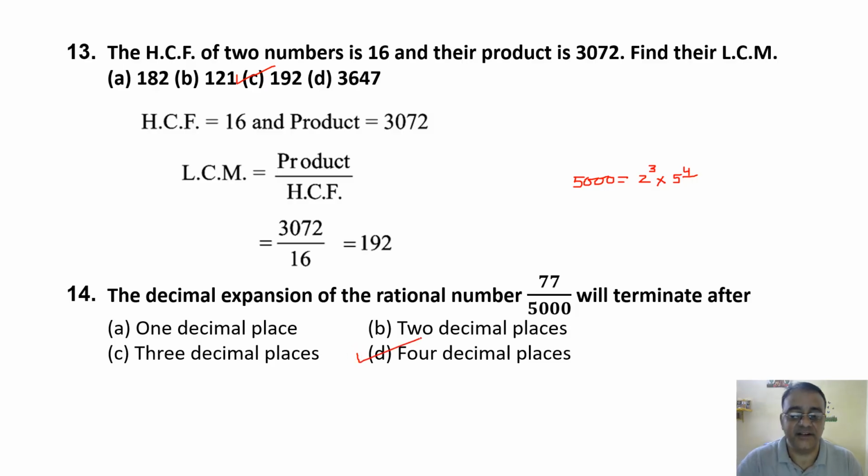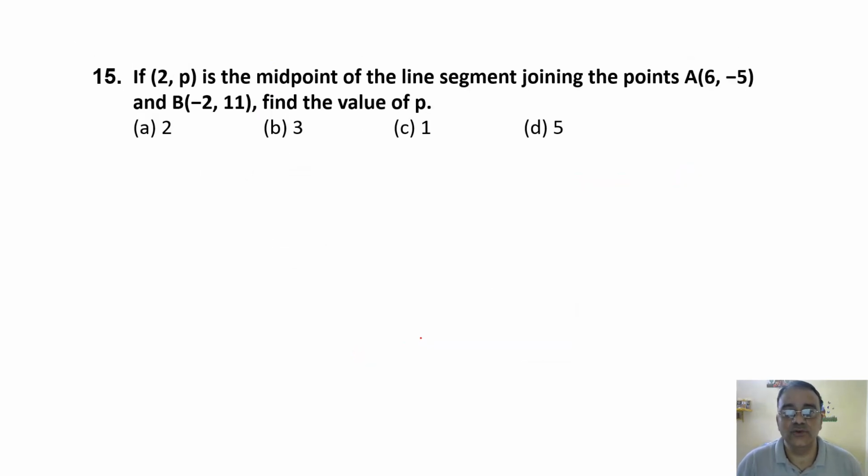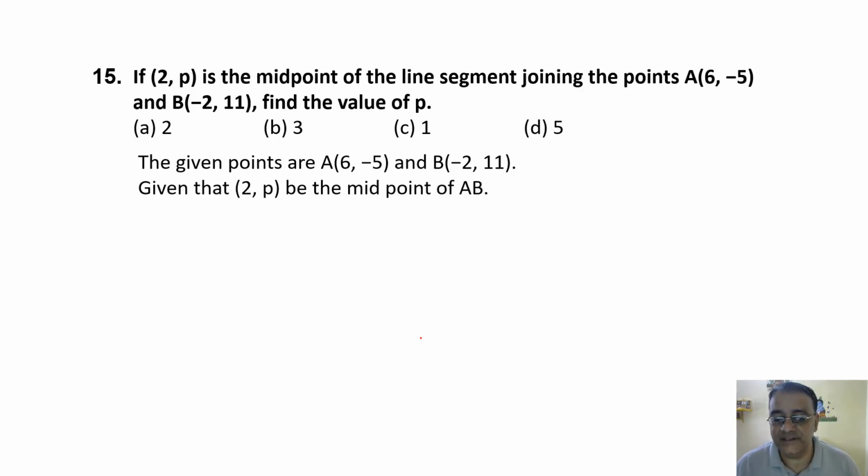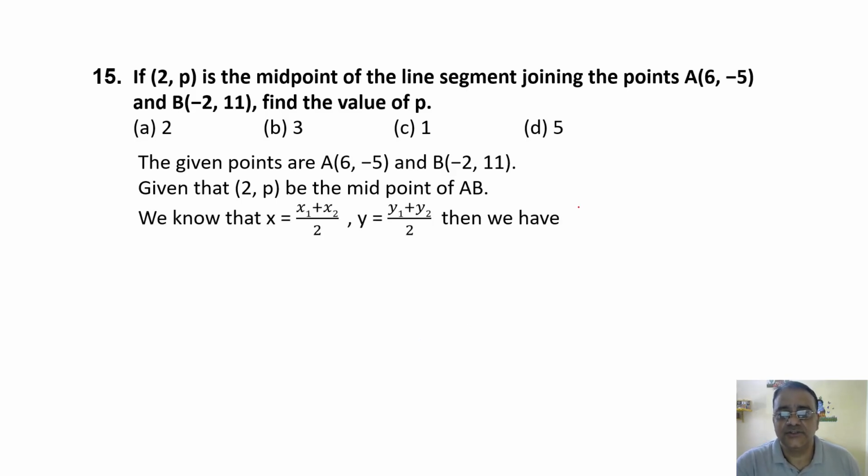4 decimal places, right? Now we are moving toward the next question. If 2p is the midpoint of the line segment joining the points A and B, find the value of p. So given points are A and B, and 2p is the midpoint, and we know the midpoint formula: x is equal to (x1 plus x2) by 2, y is equal to (y1 plus y2) by 2, right? So p is the x coordinate, so we'll take -5 plus 11 by 2, okay, and this will be 6 by 2 is 3, so hence the correct option is option B.